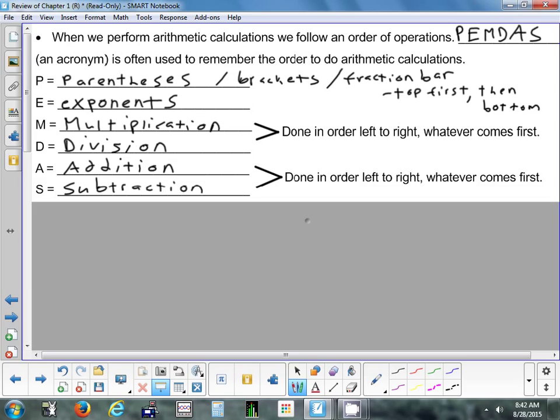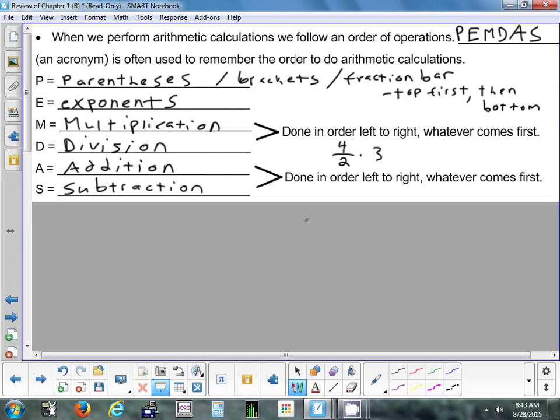Okay, and then multiplication and division. Multiplication isn't always before division. That's how we write it, but it's done in order from left to right. Let me show you an example: 4 divided by 2 times 3. In that case, you would do 4 divided by 2 first. You always do your division and multiplication in order as you see it, left to right. You wouldn't do 2 times 3 first.